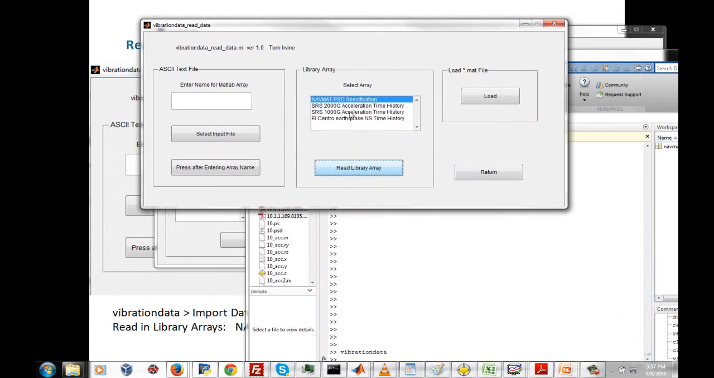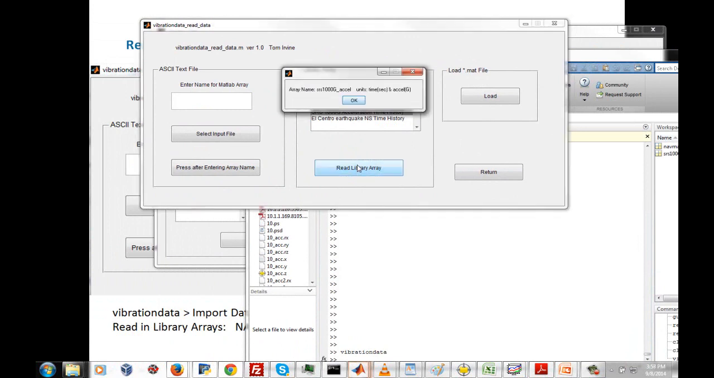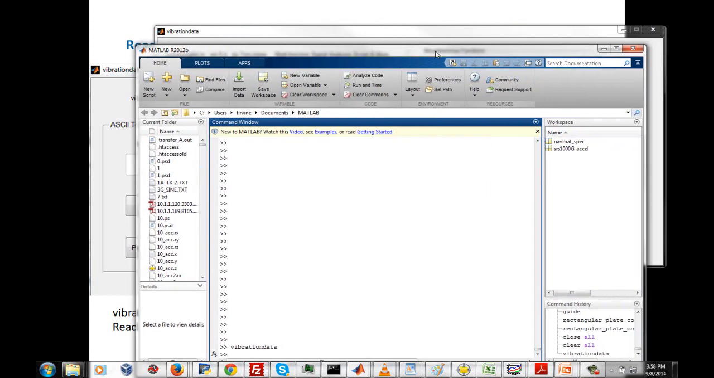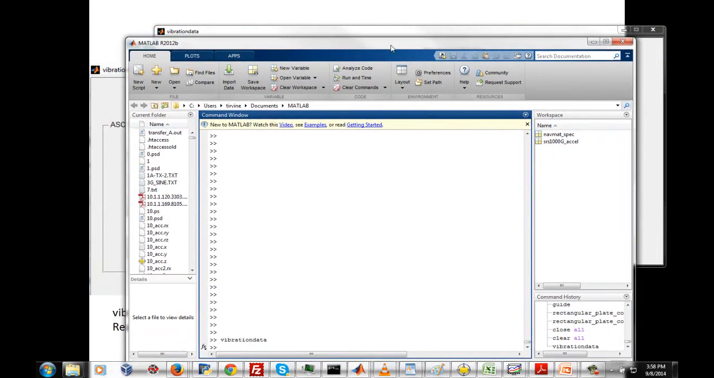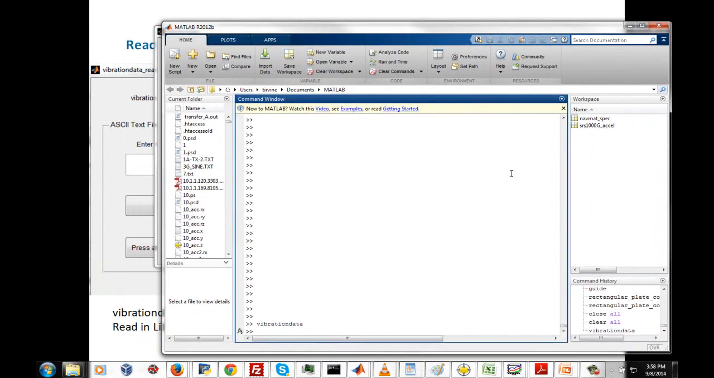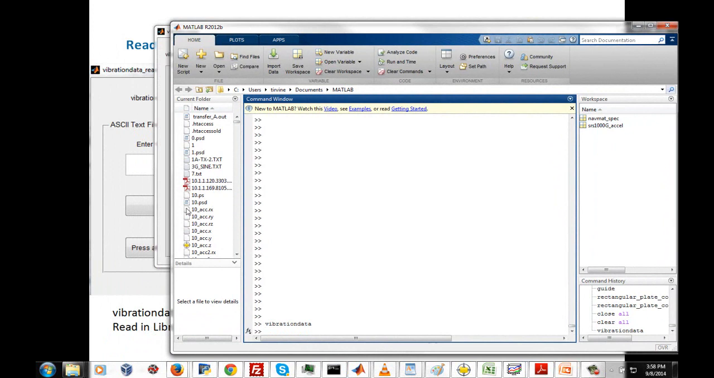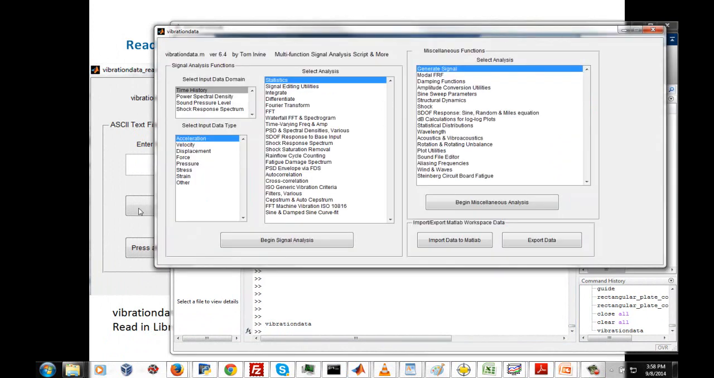Then we're also going to use this synthesized time history to satisfy the SRS spec with the 1000G plateau, and we've used this one before. So let's read in that array. That's SRS 1000G _ XL with units time in seconds and acceleration in G. So we now have both of those arrays in our Matlab workspace, and we're going to be using each of those two arrays as base input for two different plate cases with different boundary conditions.